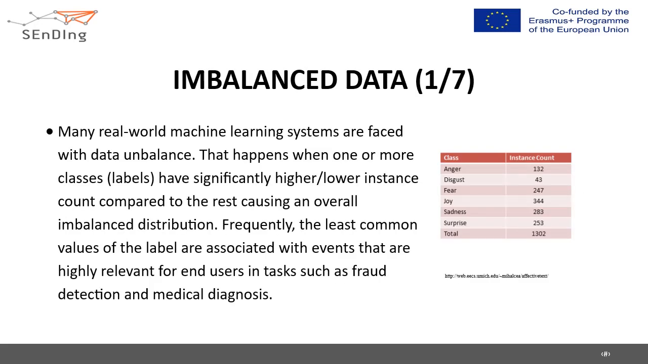Many real-world machine learning systems are faced with data imbalance. That happens when one or more classes, labels, have significantly higher or lower instance count compared to the rest, causing an overall imbalanced distribution. Frequently, the least common values of the label are associated with events that are highly relevant for end users in tasks such as fraud detection and medical diagnosis.